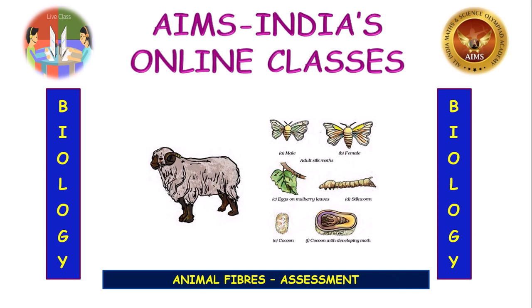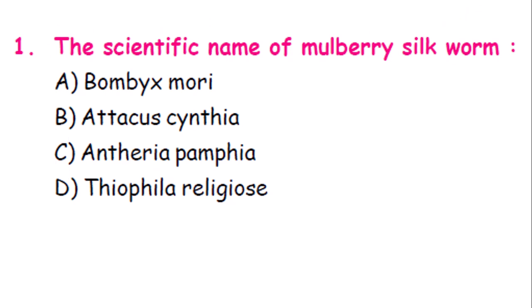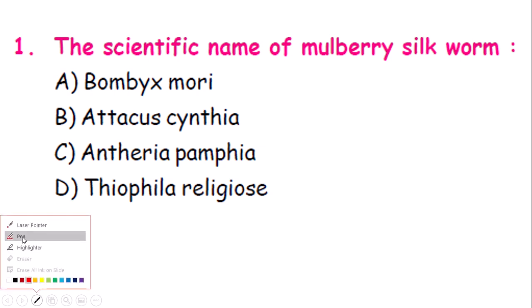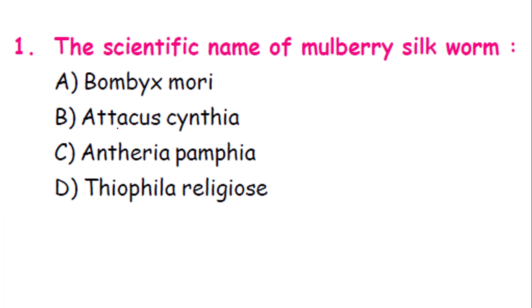Okay, children, this is the brief review. So let us proceed to the exercise. The first question: the scientific name of the mulberry silkworm is Bombyx mori, Attacus cynthia, Antheraea pernyi, Theophila religiosae. It is Bombyx mori.